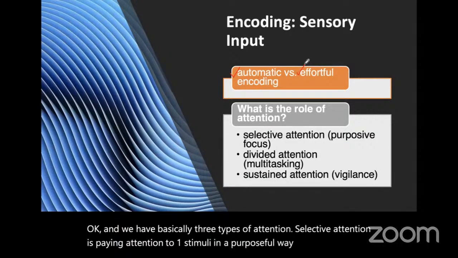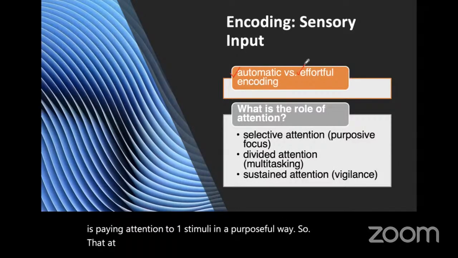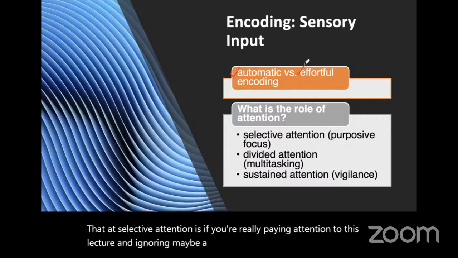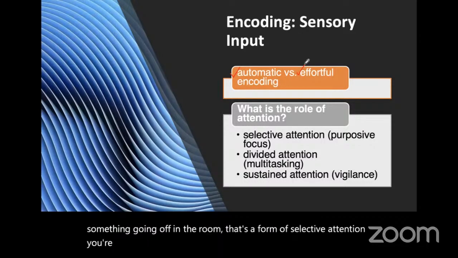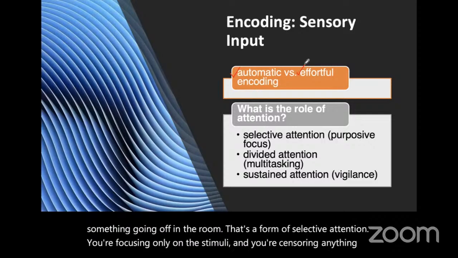So, selective attention is if you're really paying attention to this lecture and ignoring maybe a roommate or a radio or a phone or something going off in the room. That's a form of selective attention. You're focusing only on the stimuli, and you're censoring anything else out at the moment. Okay.